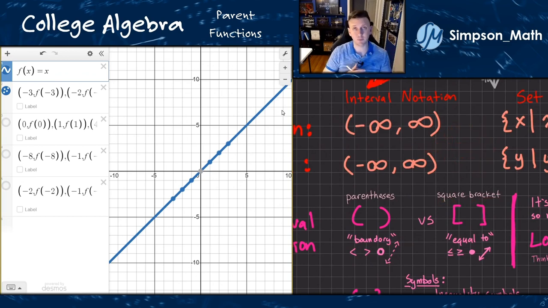Now, in an algebra context, if this was an equation and I was doing distribution or something, parentheses, square brackets, same difference. In this context, in terms of interval notation, they're very different. So make sure that you make them clear. Also, make sure that your parentheses and square brackets are notably different. Make sure that your square brackets are square.